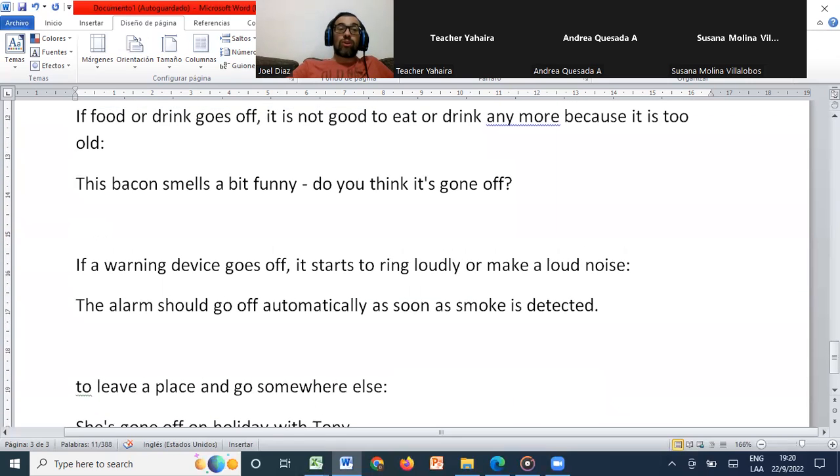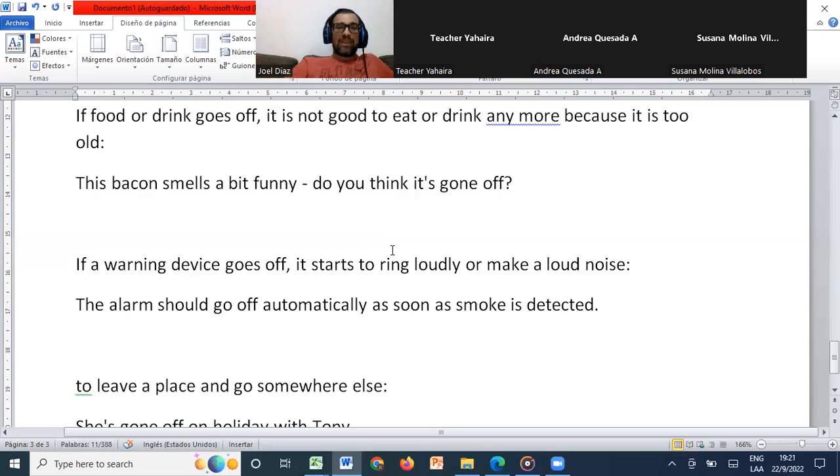Now, also, this one is very, very interesting. If a warning device goes off, it starts to ring loudly or make a loud noise. We say the alarm should go off automatically as soon as smoke is detected, right? Kind of interesting. We might think here, con apagarse, right? If the alarm should go off, but it's not. No, it means it starts ringing in a loud way, right? So this is something that we need to learn because maybe our brain, talking about lights, the lights went off, but if we're talking about bombs, or in this case alarms, it is totally the opposite.